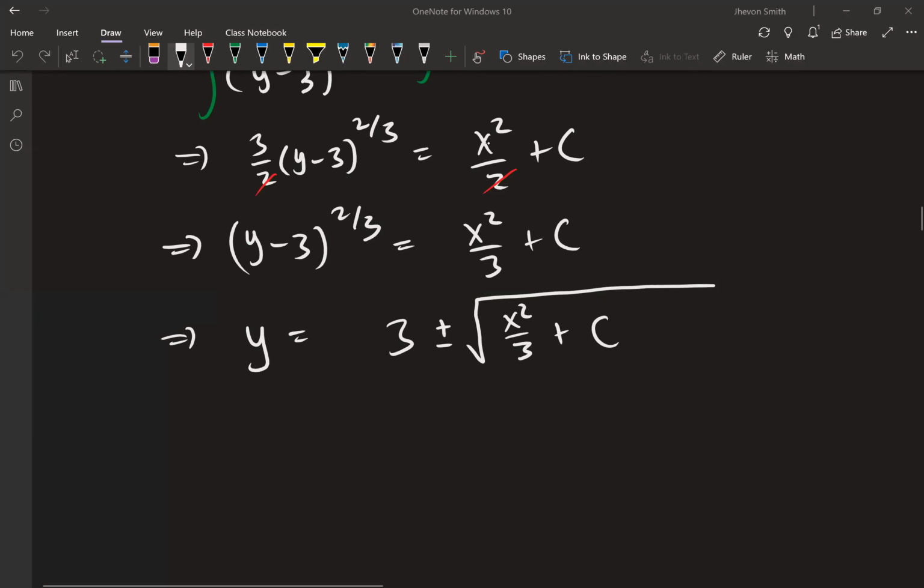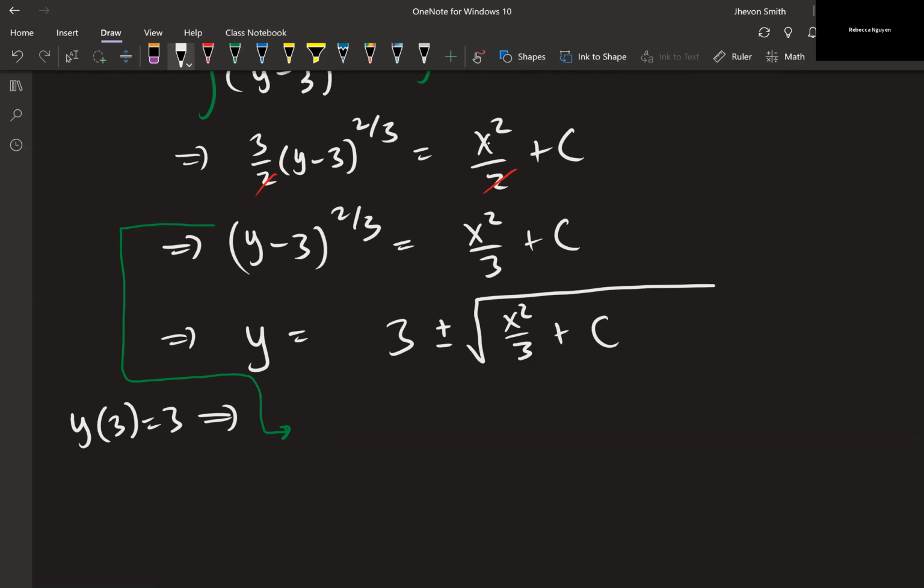Initial conditions, y of 3 equals 3. This means, let me plug into this here. y of 3 equals 3.